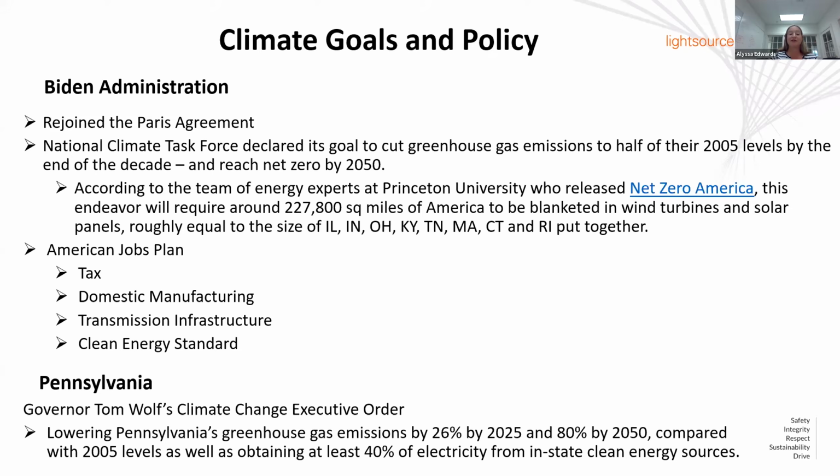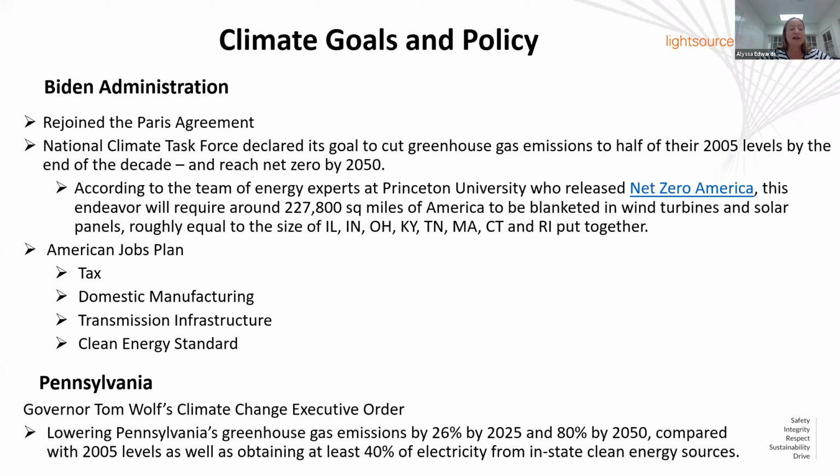That's roughly equal to the size of a whole bunch of states put together. The reason I put that in there is just to visualize that in order to meet our climate goals, we have a lot of work to do, and it's going to take up a lot of land. So that's something to consider as we think about low conflict solar.